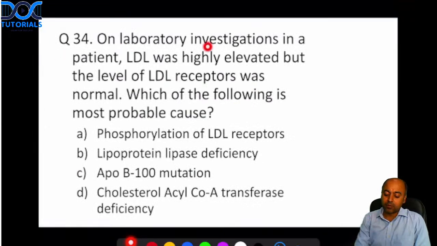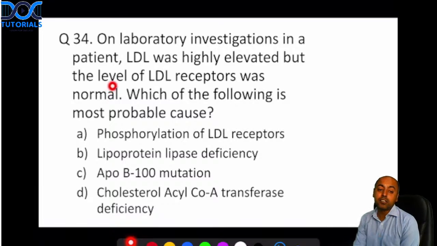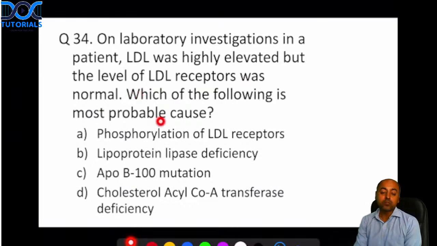Question 34. On laboratory investigation in a patient, LDL was highly elevated, but the level of LDL receptor was normal. In type 2, what happens? The LDL receptor is having a problem. But here they are saying that the LDL receptor is normal. Then which of the following is the most probable cause?